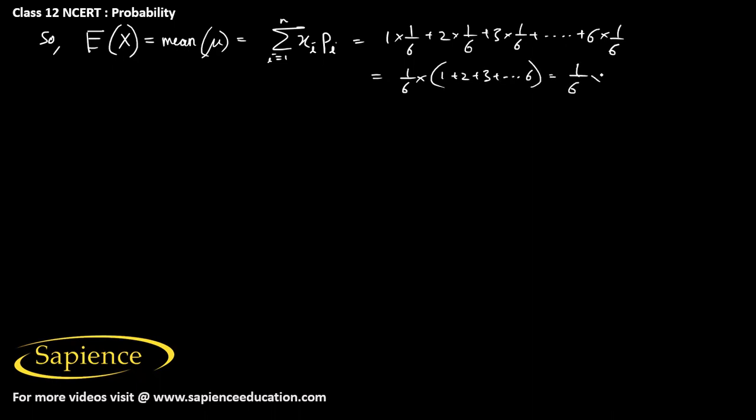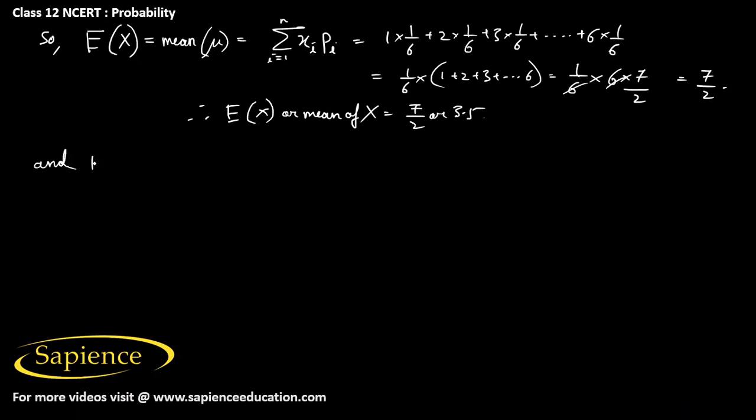So it would be 1 by 6 into the sum of the first 6 natural numbers, that is n into (n plus 1) by 2. So it is 6 into 7 by 2. So this would be equal to 7 by 2. Therefore the expectation value of x, or the mean of the random variable x, would be equal to 7 by 2, or we can write 3.5.